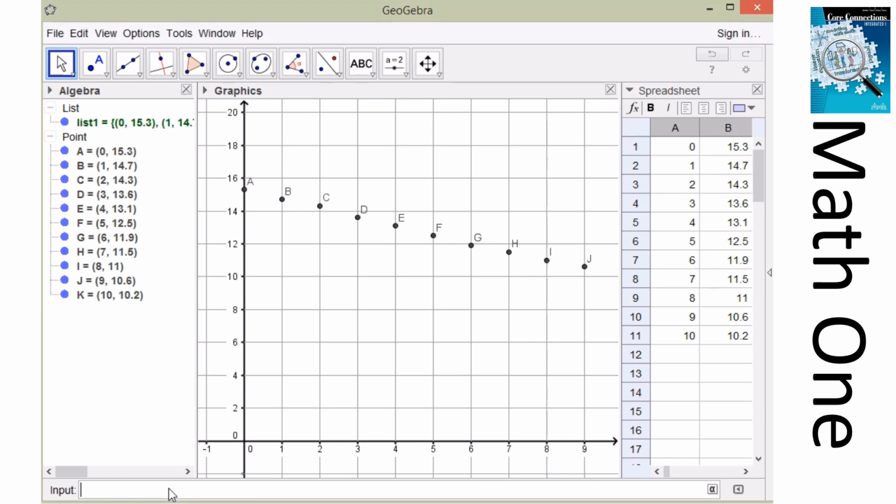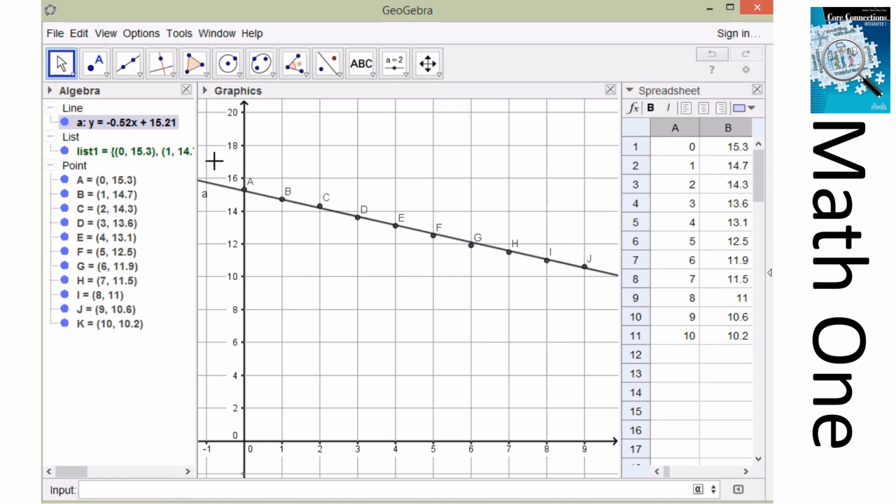If I wanted to calculate the correlation coefficient, actually, let me go ahead and create the line of best fit. So I'll just do fit line. Fit line only requires one argument, a list of points. So I'll hit enter, and the list of points is stored in list 1. You type fit line in list 1, and it generates the line of best fit. This is the equation for that line.